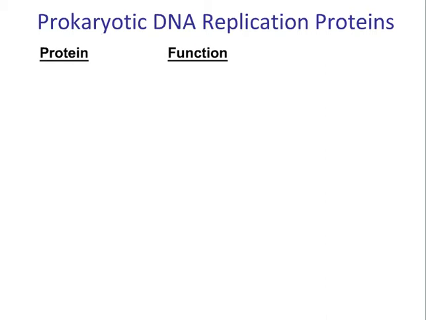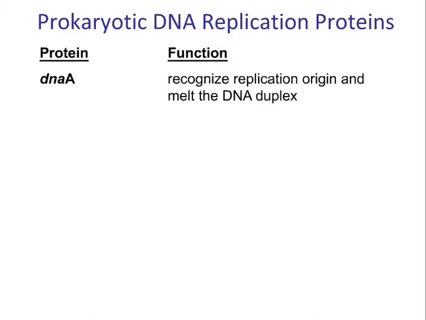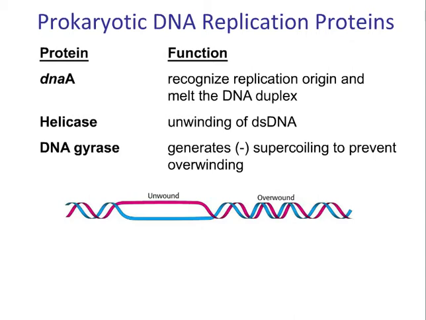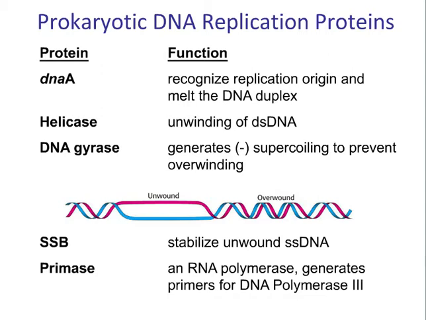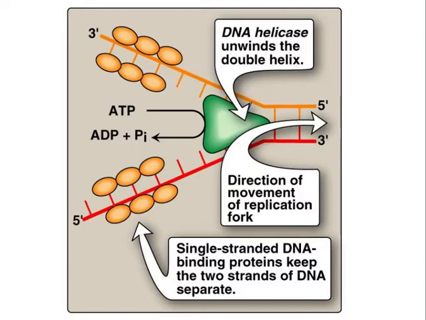Initiation of DNA replication in prokaryotes involves several proteins, including DnaA, which recognizes the origin of replication to initiate the events; helicase, which unwinds double-strand DNA to form the replication fork; DNA gyrase, which generates negative supercoiling to prevent overwinding from the activity of the helicase; single-strand binding protein, which stabilizes the unwound single-stranded DNA; and primase, an RNA polymerase that generates primers necessary for DNA polymerase to synthesize DNA from the template strands.